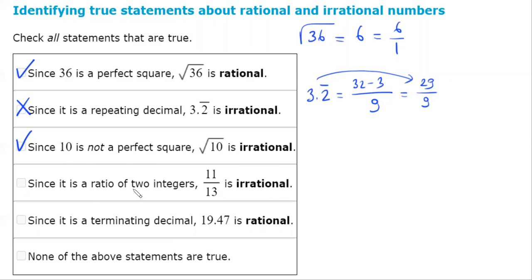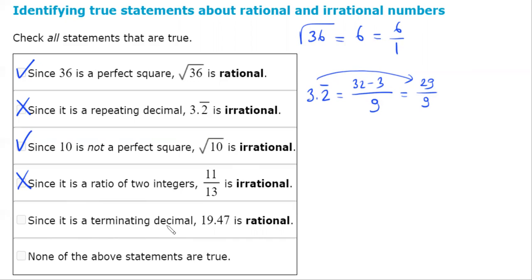Since it is a ratio of two integers, 11 over 13 is irrational. No, it is not correct. Irrational number means we cannot write the number as a fraction or as a ratio of two integers. Or if a number is a ratio of two integers, then that number is called a rational number. So this is not correct.